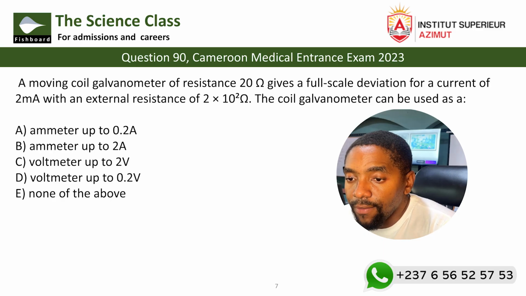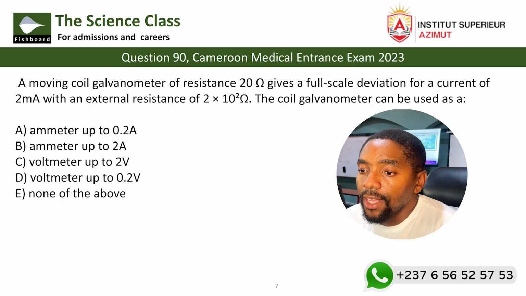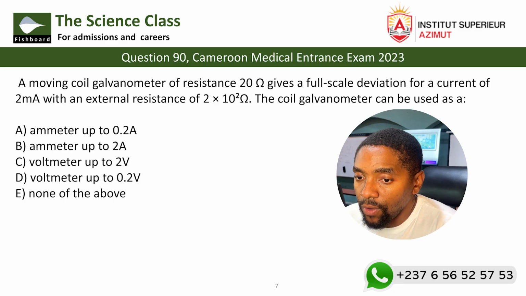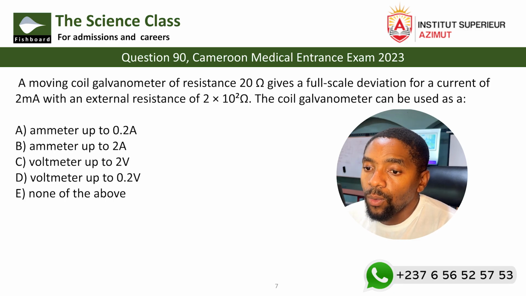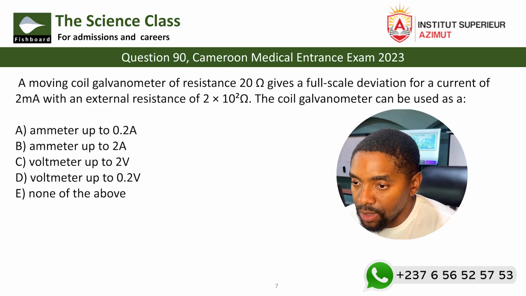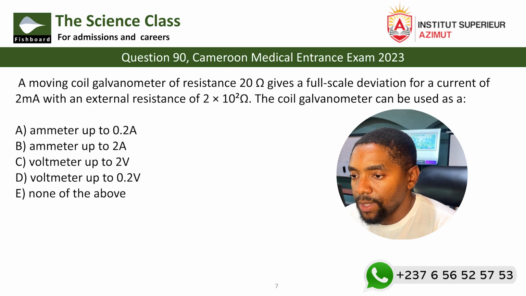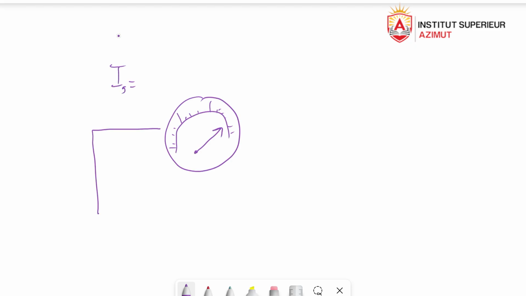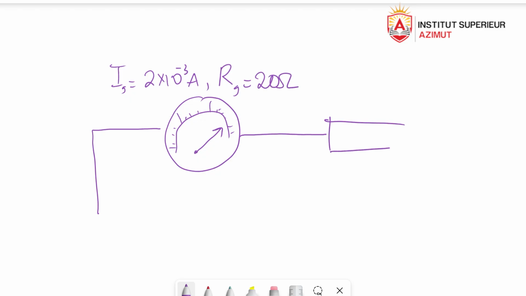A moving coil galvanometer of resistance 20 ohms gives a full-scale deflection for a current of 2 milliamperes with an external resistance of 200 ohms. The coil galvanometer can be used as a... Alright, so let's have a sketch for the question. So the full-scale deflection of the galvanometer is 2 milliamperes, and the resistance of the galvanometer is 20 ohms. And this is connected to an external resistance R of 200 ohms.